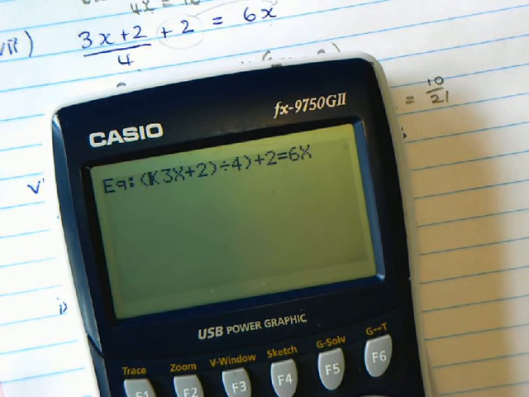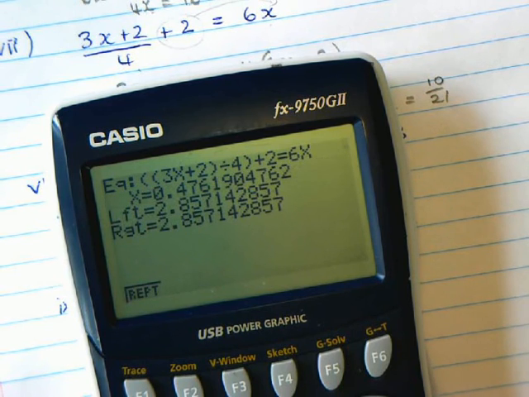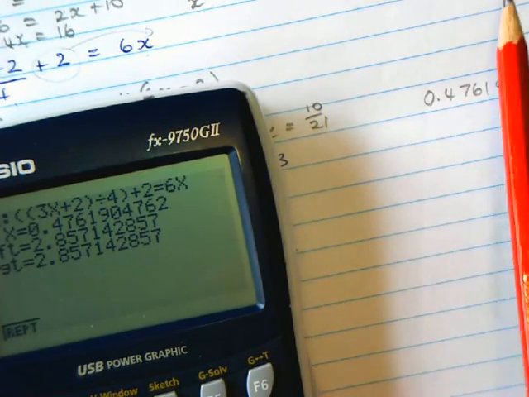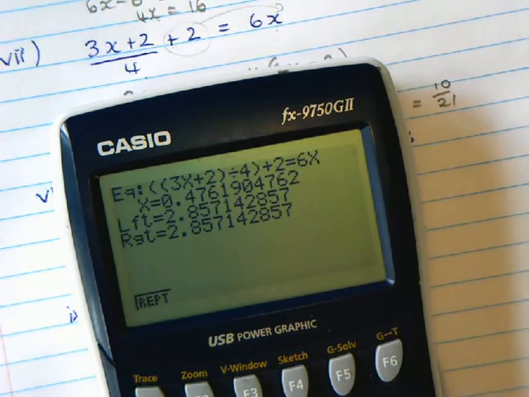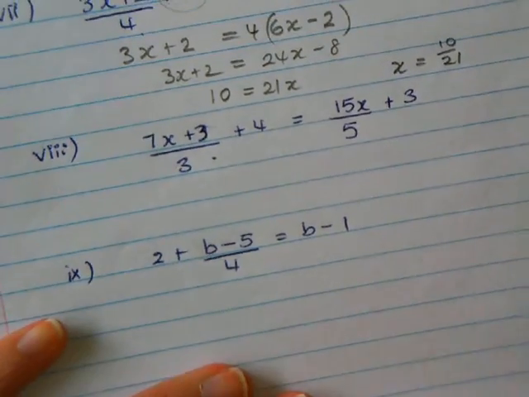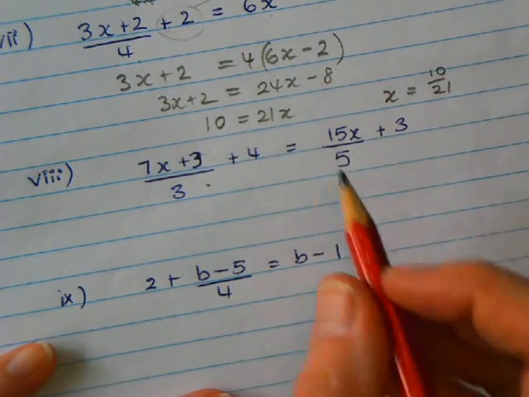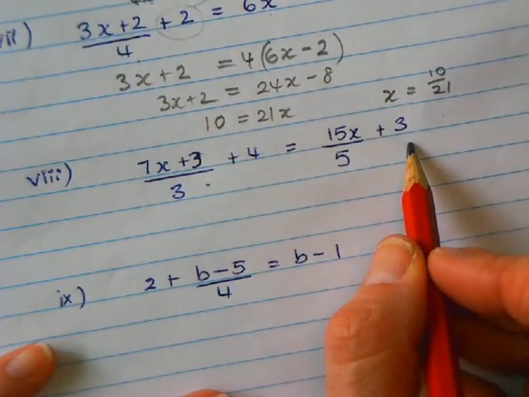Now, I am a bit concerned about this, so I'm going to actually insert another bracket there and another bracket here, because I just want to make sure that it's doing that all in the right order. I enter it, and then I put solver in, and there we go, we got the right answer, 0.476, which is what I had over here, 0.47619. Excellent. Right, so it does pay to check. This one here, a little bit more detail.